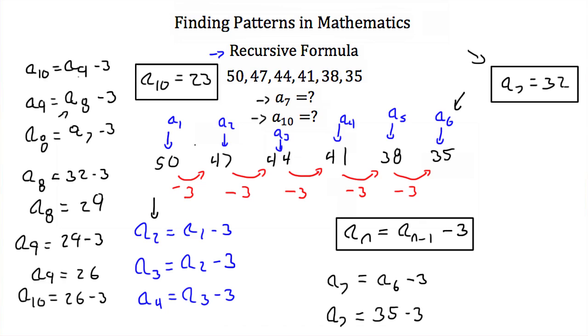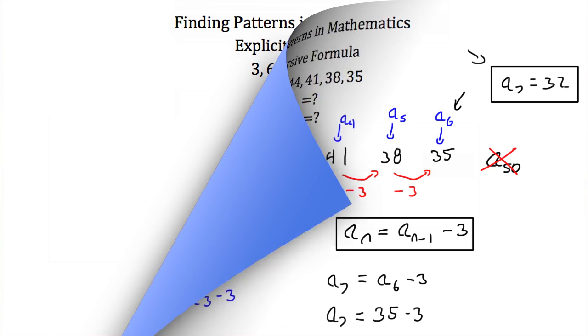So we found A10, but imagine if we had to find A50. That would be very hard using a recursive formula. So instead, let's talk about explicit formulas. Let's try writing an explicit formula for the sequence 3, 6, 9, 12, and 15. Then let's try to find our 7th term, our 10th term, and our 26th term. Now remember, an explicit formula includes the position, so it's going to have n in it.